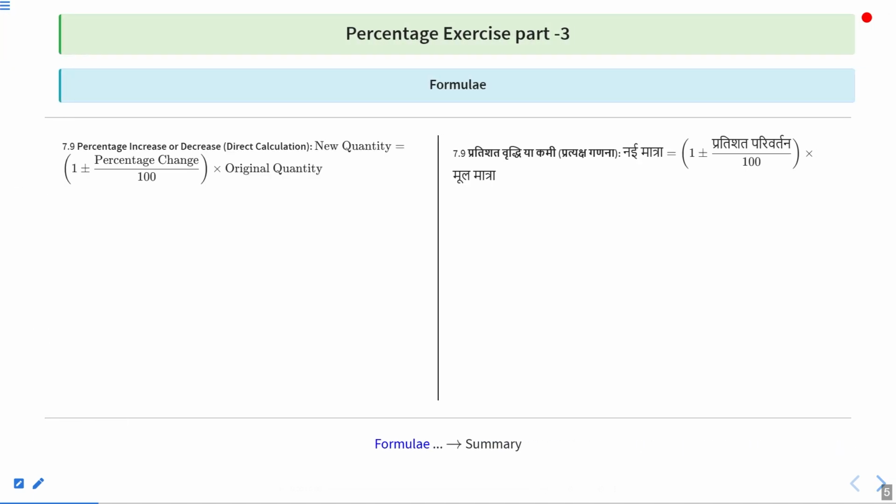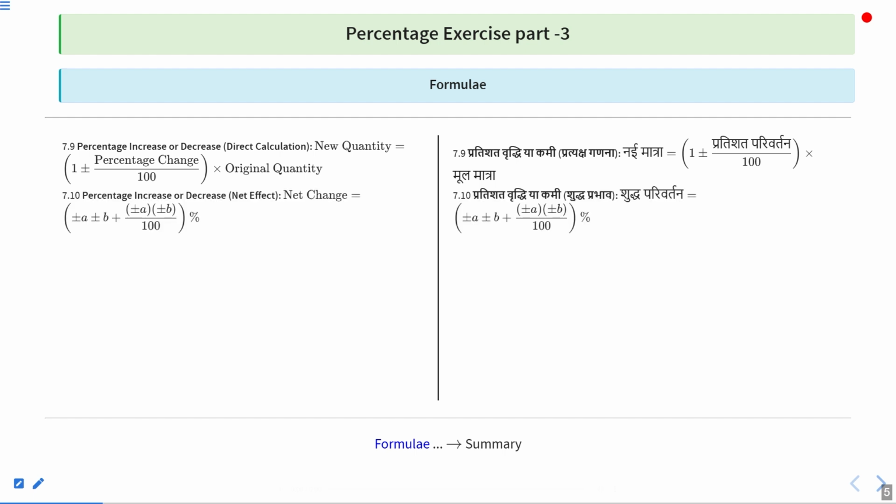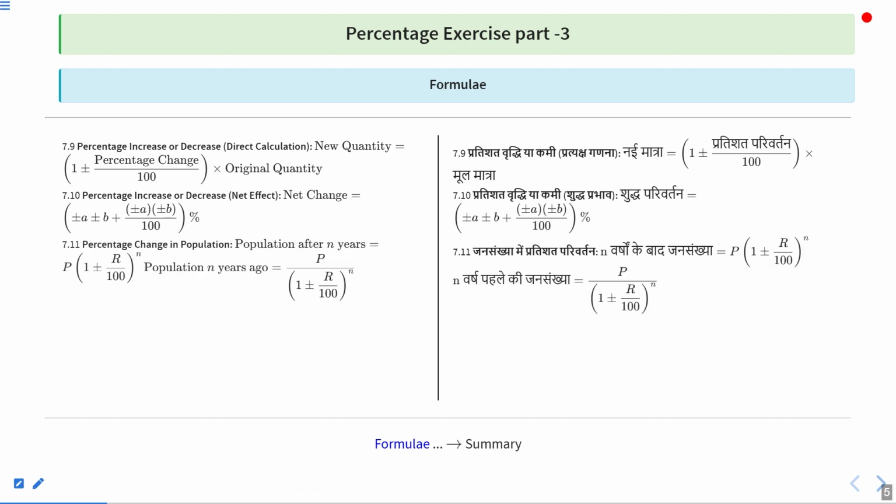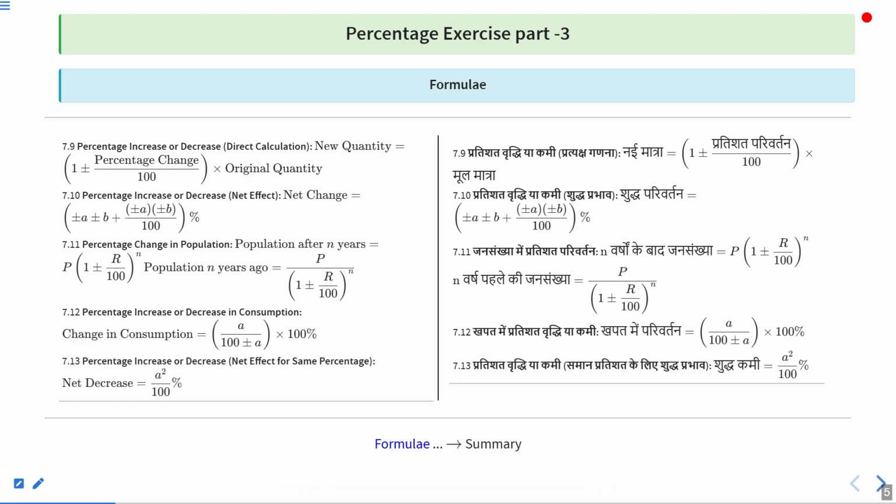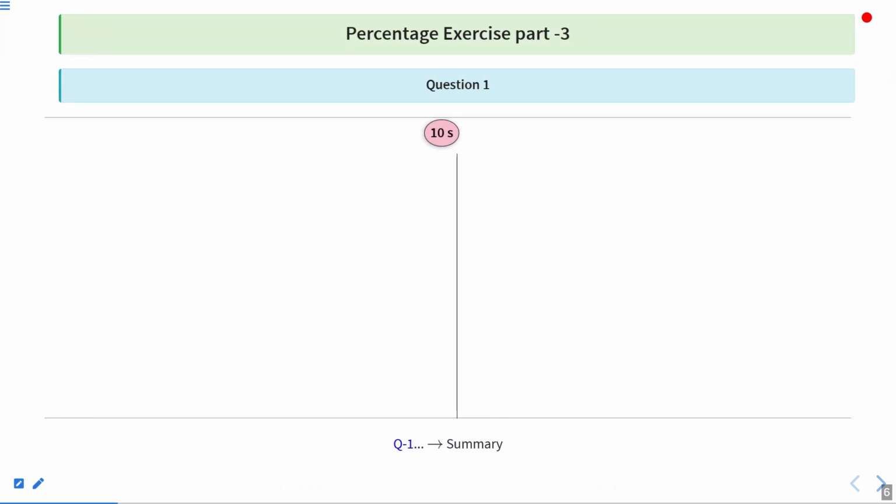Percentage increase or decrease: new quantity equals 1 plus or minus percentage change upon 100 into original quantity. When there is a successive increase or decrease, then net change is going to be plus or minus a plus or minus b plus a into b upon 100, and percentage change in population. So these are the formulas which we are going to use. Now moving on to the questions.